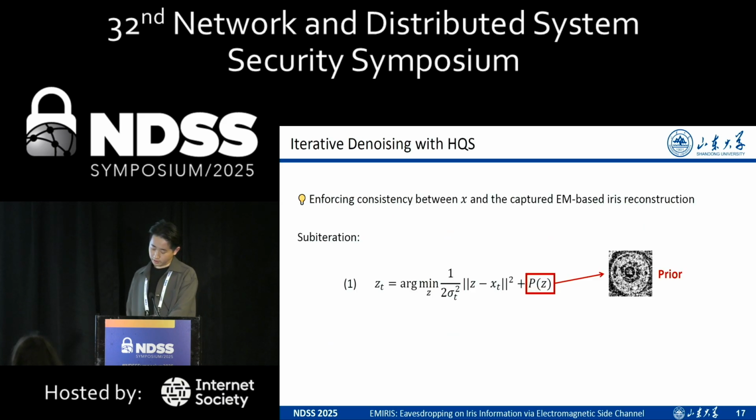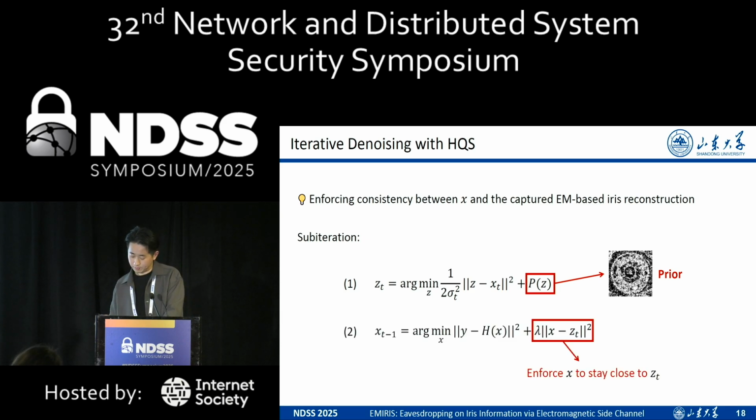In more detail, we use HQS to enforce consistency between X and the captured EM-based iris reconstruction. Here, we introduce a sub-iteration between xt and xt-1. This sub-iteration includes two steps. First, we optimize zt to stay close to xt to ensure consistency. Here, p(z|x) is a prior to guide the model to generate an image that matches the real iris pattern. We then update xt-1 by the second equation. In this equation, we enforce x to stay close to zt.